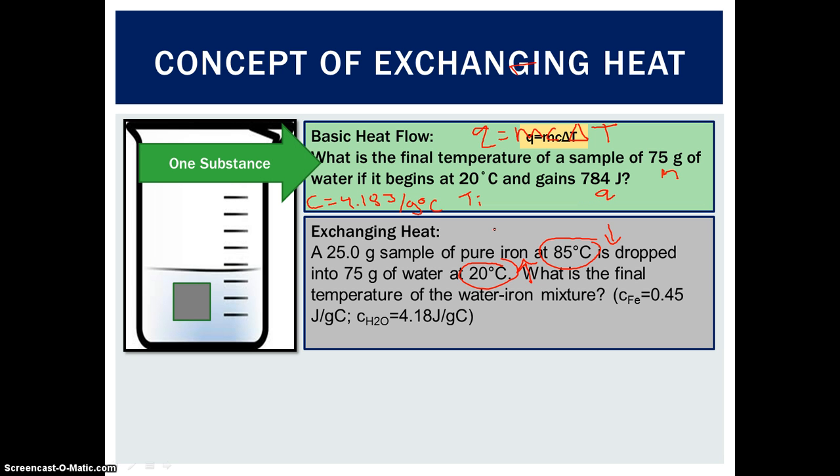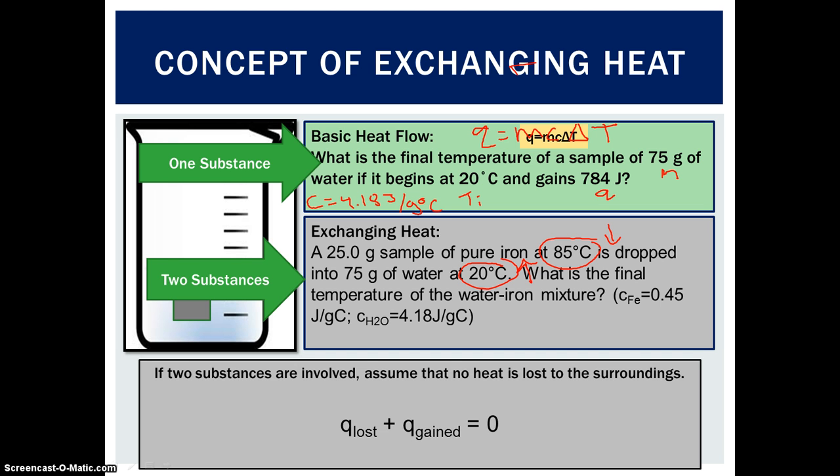Now, comparing basic heat flow to heat exchange, basic heat flow involves one substance. Heat exchange involves two substances. The basic equation for when two substances are involved is Q lost plus Q gained equals 0. Now, it's important that we recognize our assumption that no heat is lost to the surroundings. This idea is called calorimetry.